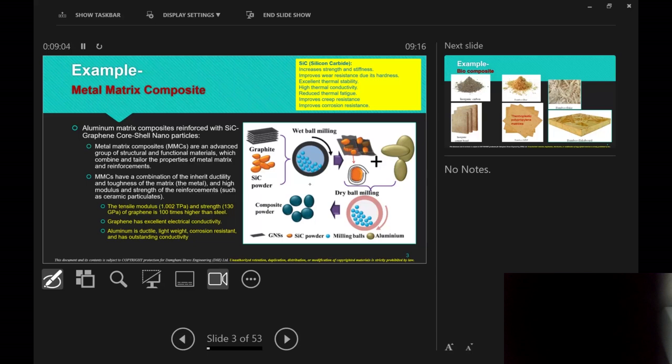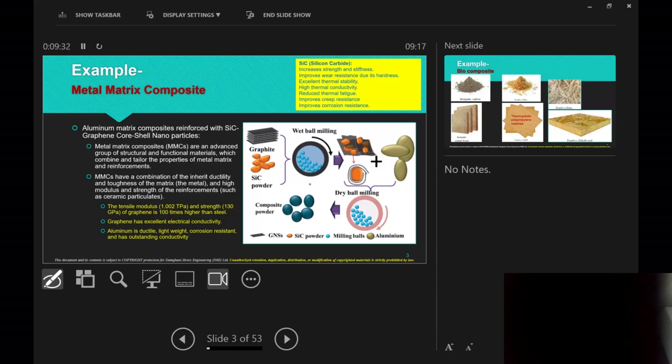So they're using silicon carbide, which is very strong. The stronger the material gets, the more brittle it becomes. To compensate for that effect, they add something like aluminium as a matrix to make it more ductile. So they're taking the advantage of each component, mixing them together, and you come up with a super material essentially. That's the whole concept. Aluminium is ductile, lightweight, corrosion resistant, and has outstanding conductivity.